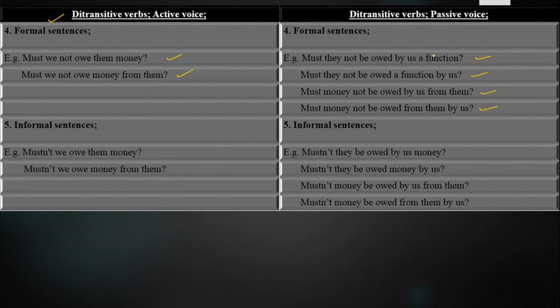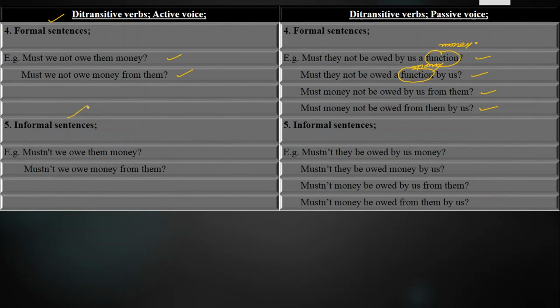Over there function is written, that is a little mistake on the slide, that we will make money instead of function. Clear? That is what now you have to change it into money, and then the sentence will be correct. Like, they must be owed by us money, they must be owed money by us. Sorry, once again we'll repeat this. Must they not be owed by us money? Must they not be owed money by us? Must money not be owed by us from them, and must money not be owed from them by us?